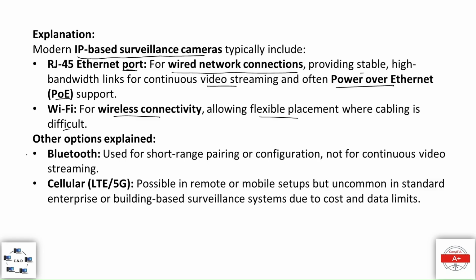So other options are explained here. Bluetooth is used for short range pairing or configuration, not for continuous video streaming. As we all know, Bluetooth data transfer is very slow and it cannot be used for video streaming. Cellular, that is LTE and 5G, is possible in remote or mobile setups but uncommon in standard enterprise or building-based surveillance systems due to the cost and data limits.